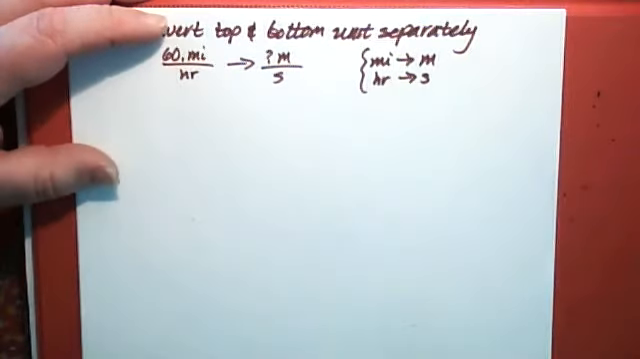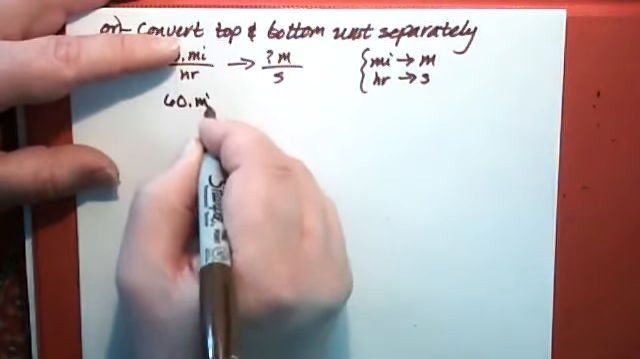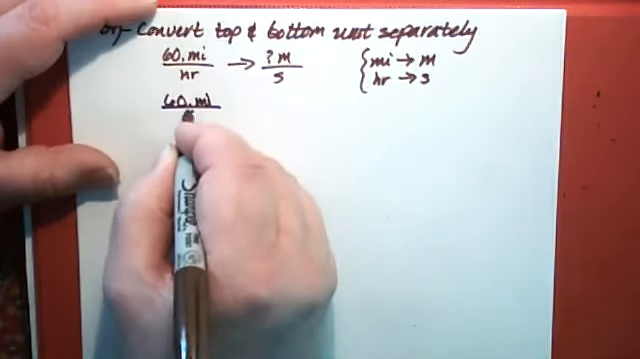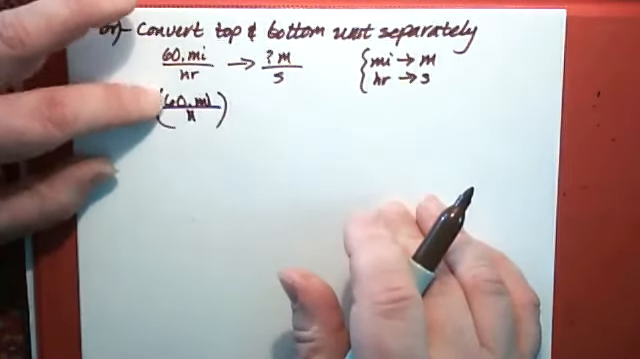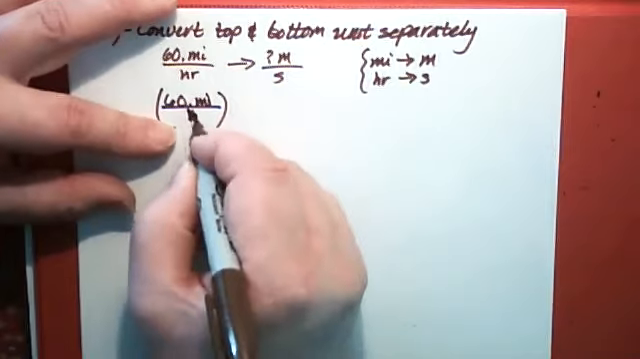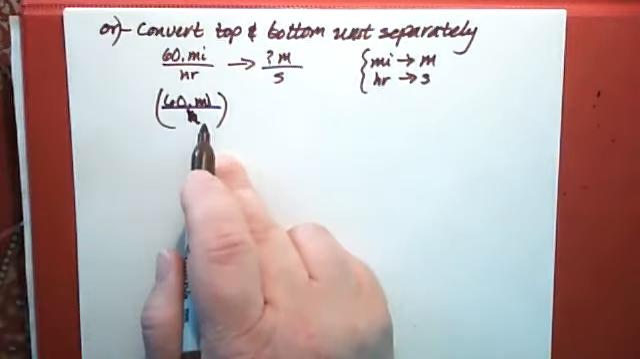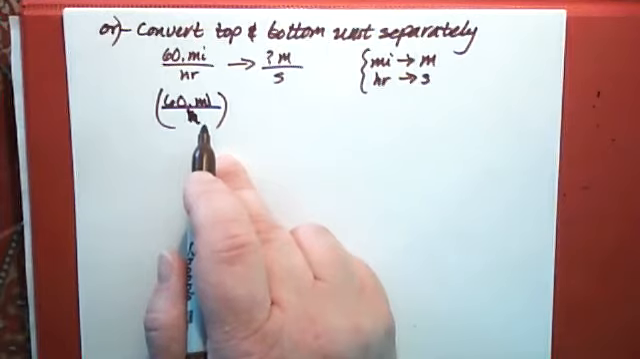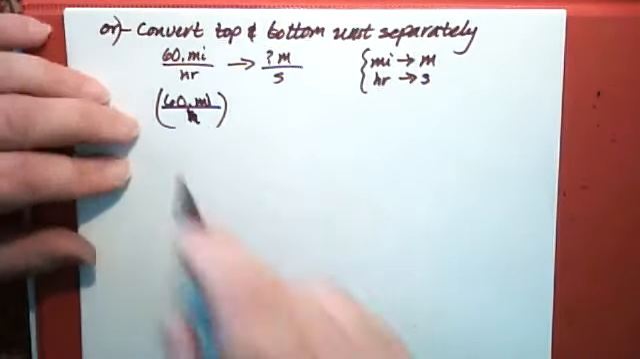So in cases like this where you're converting the top and bottom unit separately, you should definitely write the unit as one unit over the other. So in other words, miles are on the top, and hours are on the bottom. And that way it can help you recognize which unit is being converted and which one isn't, so that you don't get mixed up.